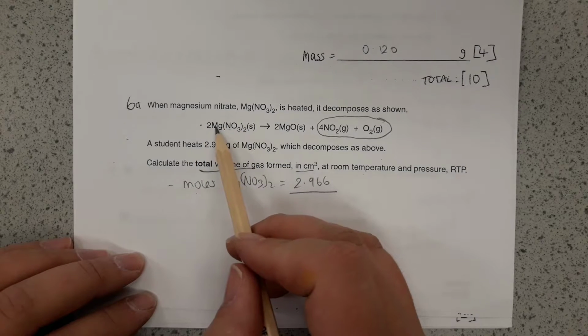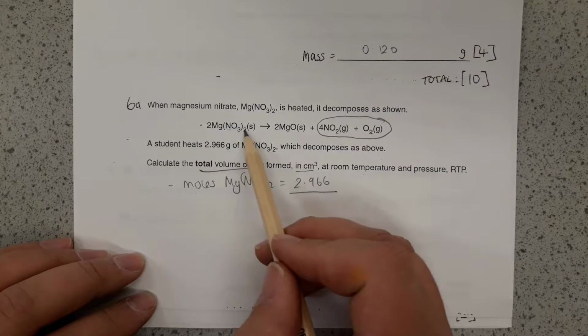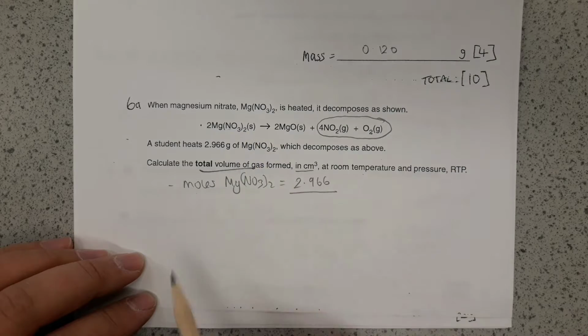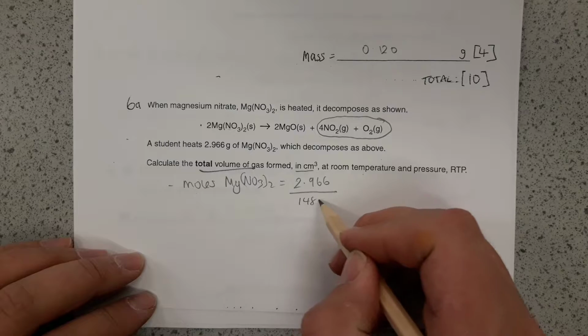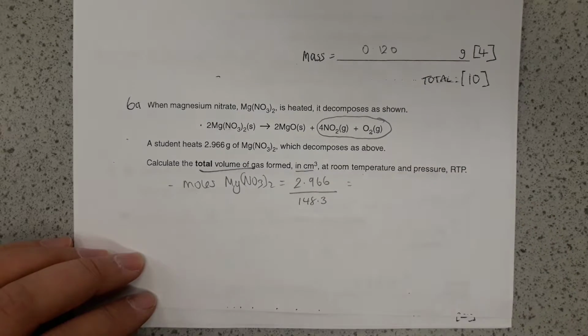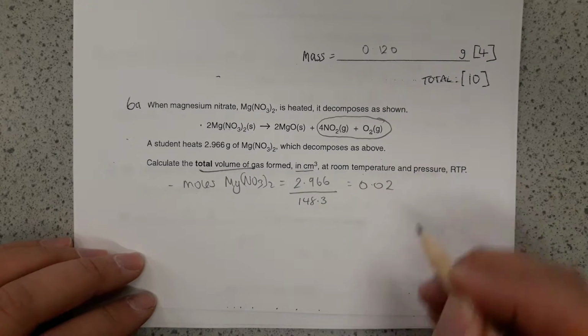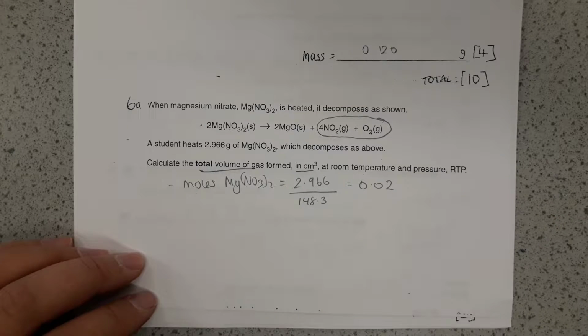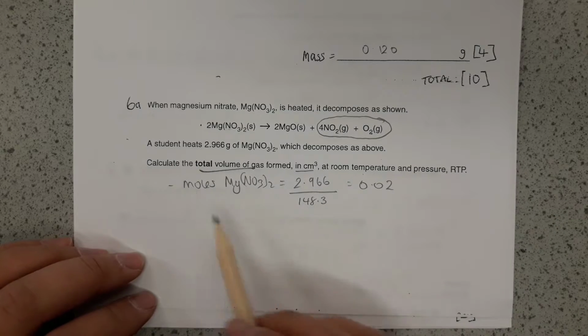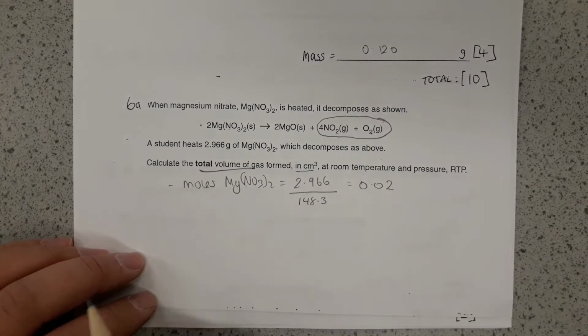Okay, so magnesium 24.3, 2 lots of 14 for nitrogen, 6 lots of 16 for oxygen, gives me 148.3. All right, so the number of moles, therefore, is going to be 0.02, and that will be your first mark for this calculation. Ratio then, 2 to 5.